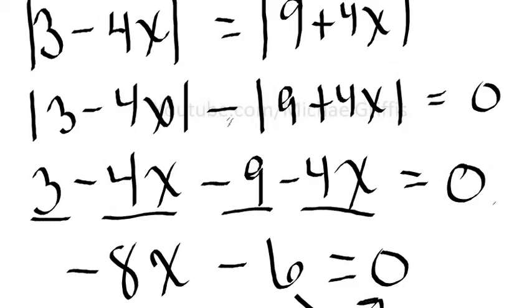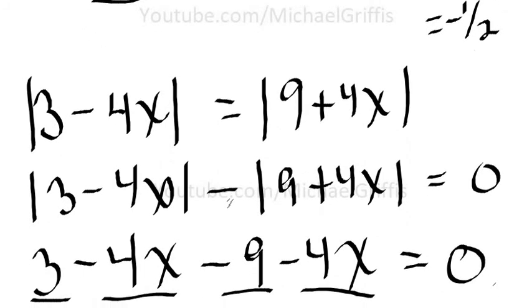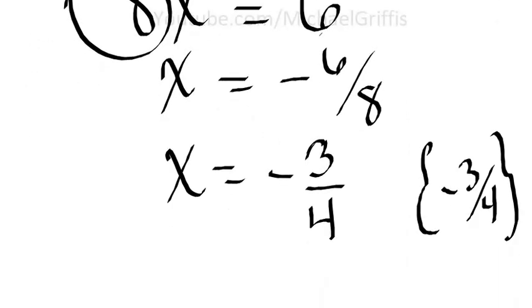Okay, and then you should always go back and check your work. Plugging negative 3/4 into that, negative 4 times negative 3/4 is a positive 3, makes that a 6. And then doing the same thing over here on the right, negative 3/4 makes that negative 3, and 9 minus 3 is 6. Funny thing, I think we got 6 in the last problem on both sides.